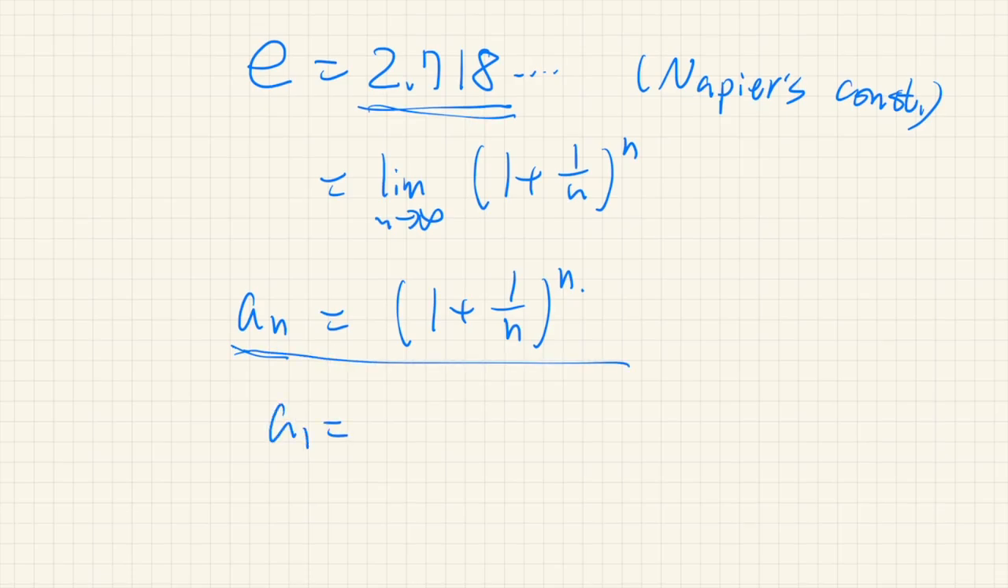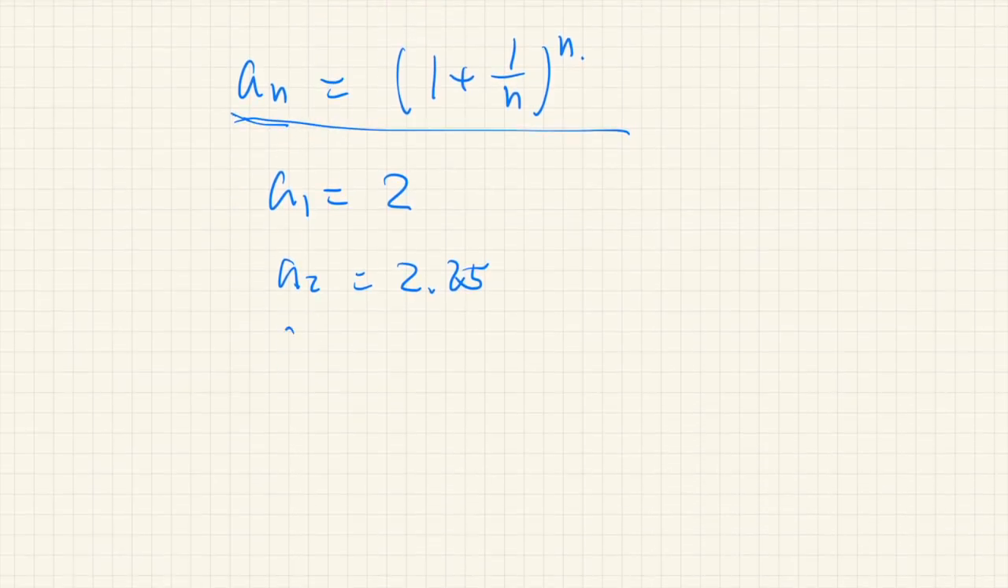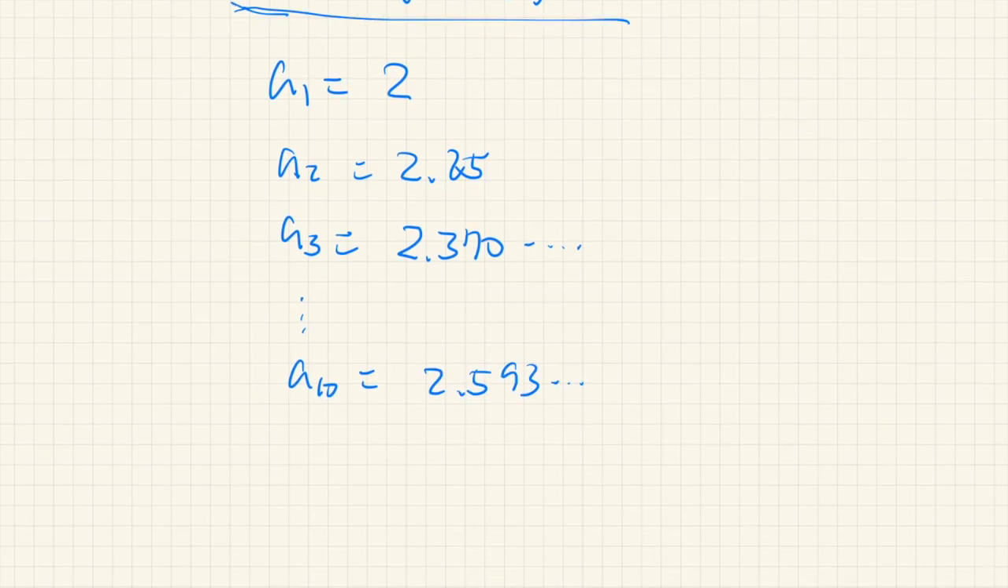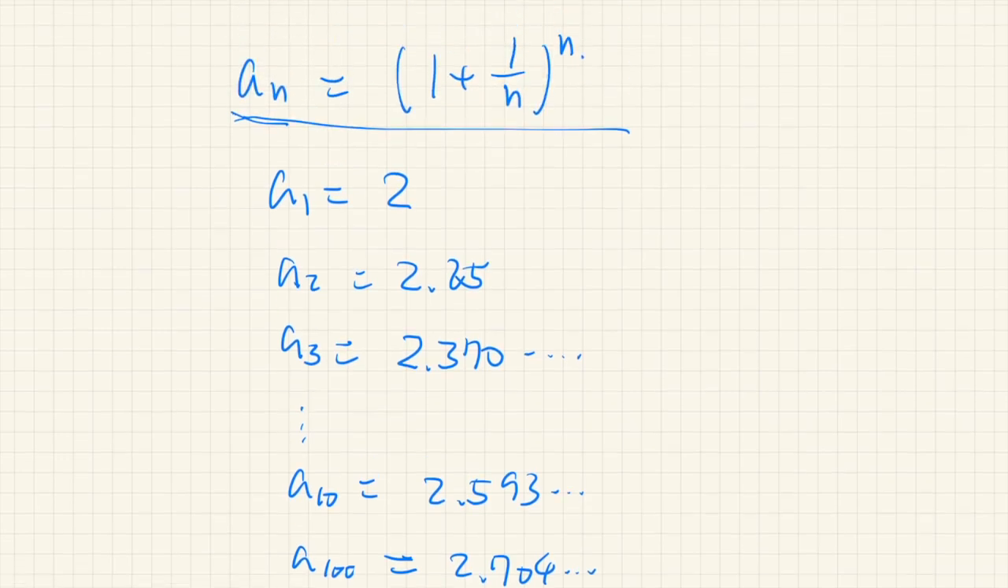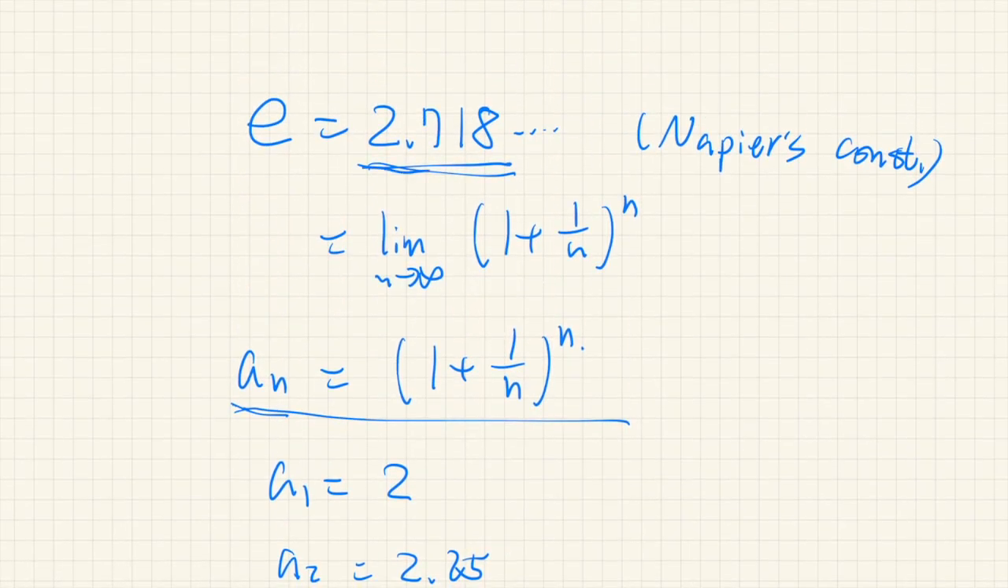So a_1 is obviously 2, and if you calculate a_2, that will be 2.25. And if you continue this, let's say a_3 is 2.370 and so on, and a_10 would be 2.593, and a_100 would be 2.704, and a_1000 is 2.716.